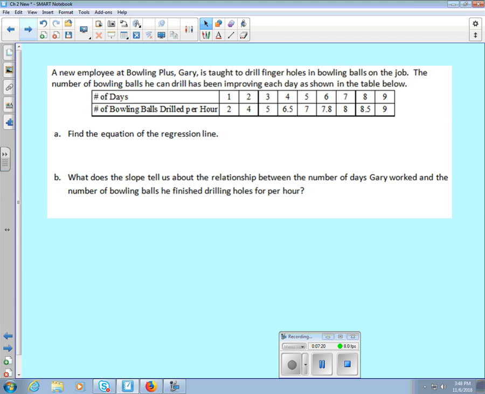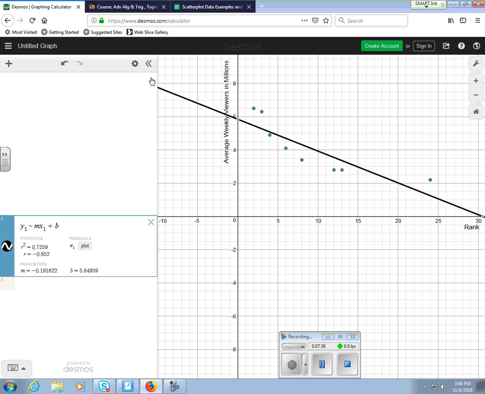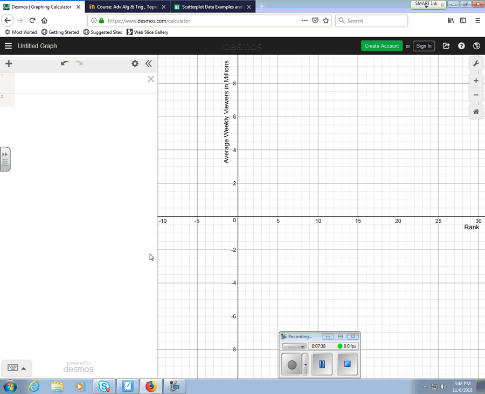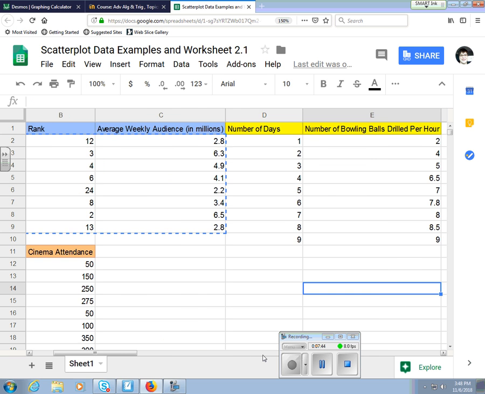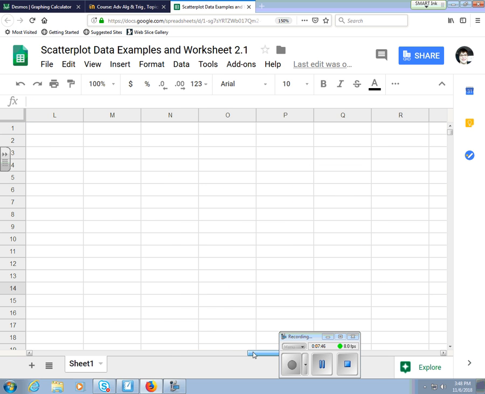So we're looking for A, write the equation of the regression line, and then figure out what the slope tells us about the relationship between the number of days that Gary worked and the number of bowling balls that he finished per hour. So again, we're going to utilize our tool Desmos. I'm going to get rid of the stuff that I have because I don't need it anymore. Go back to my scatter plot data, and then we're going to arrow over so I get the information that I need.